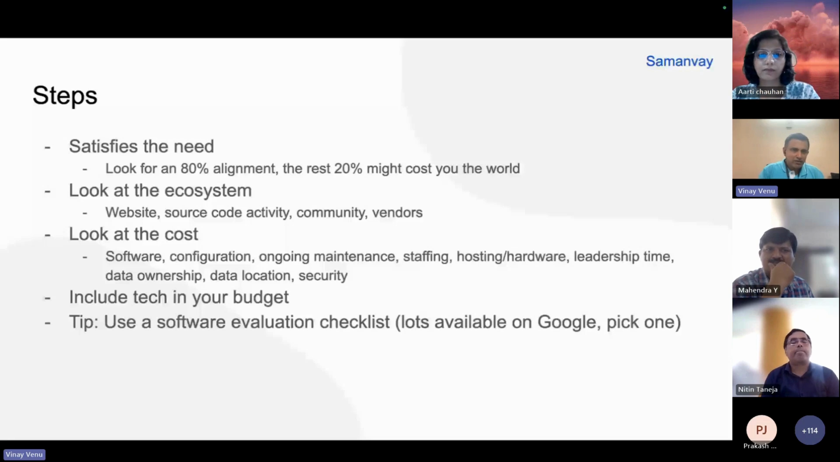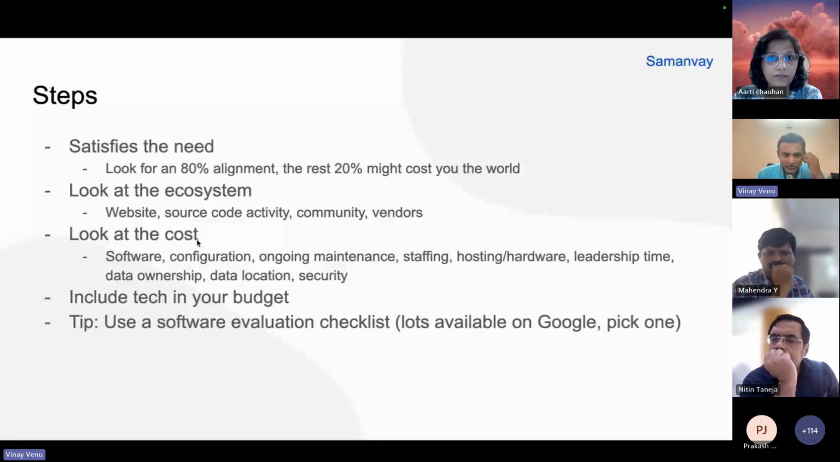If you are choosing an open source product, you'll have to look at the ecosystem, which means one is you could look at the website itself. You could look at the source code activity. You could look at community vendors and things like that. And I'll show you how we can do this.